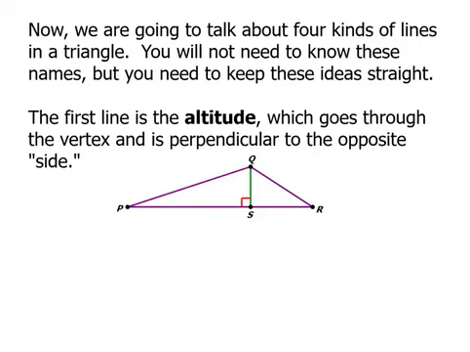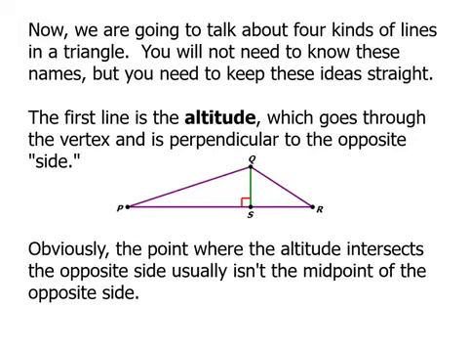And this goes through the vertex and is perpendicular either to the opposite side or at least perpendicular to the segment extending the opposite side. That's an altitude. Always makes a right angle. Obviously, the point where the altitude intersects the opposite side usually isn't the midpoint. So here S does not happen to be the midpoint. It's just some random point on segment PR.